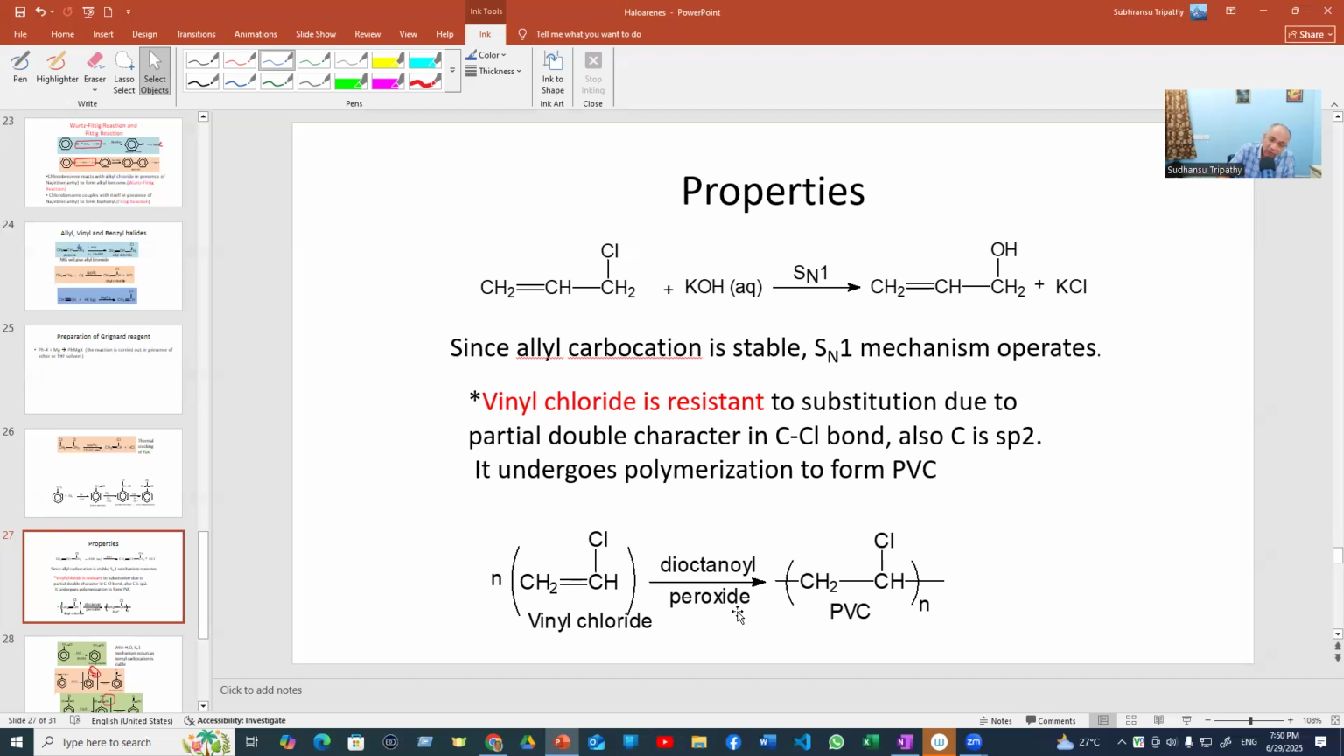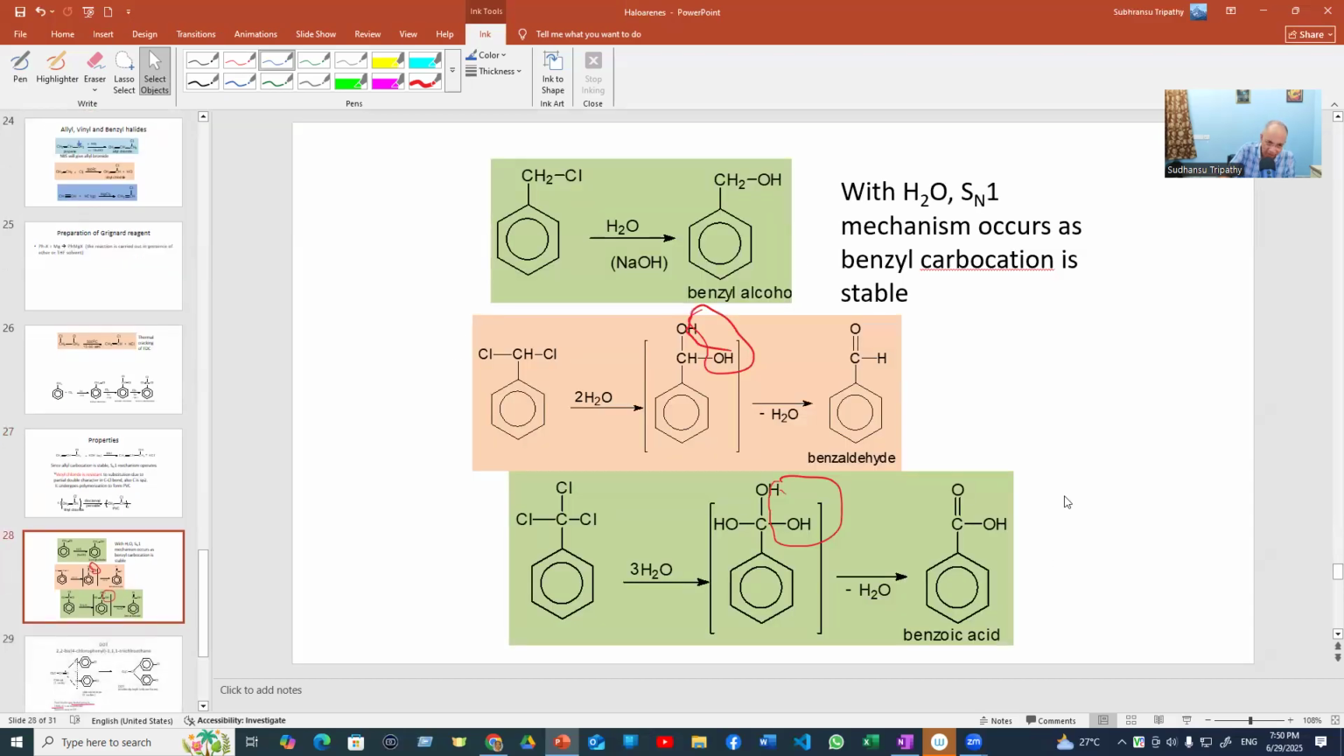So you can also carry out polymerization when there is a double bond, with some peroxide catalyst. Vinyl chloride will give you PVC, polyvinyl chloride, which is a plastic. Benzyl chloride is very prone to hydrolysis. Simply add water, because the benzyl carbocation is so stable that you do not need NaOH. Simply water, you get benzyl alcohol, SN1.